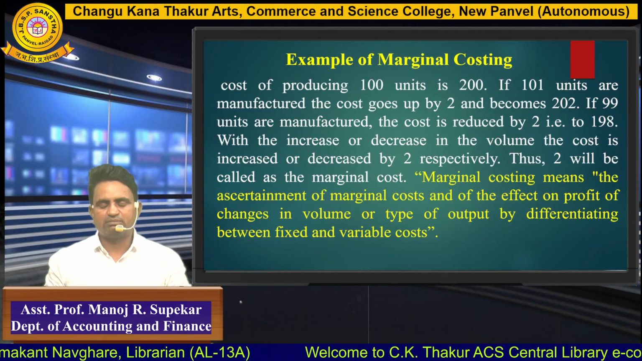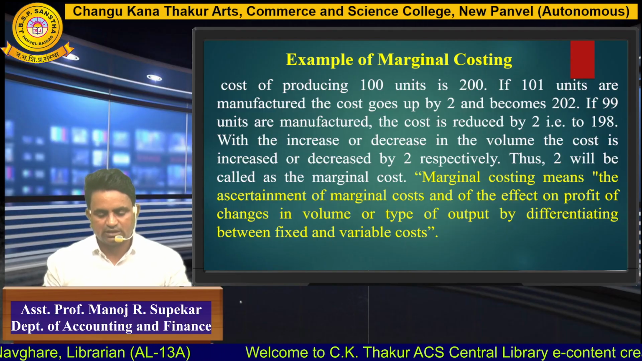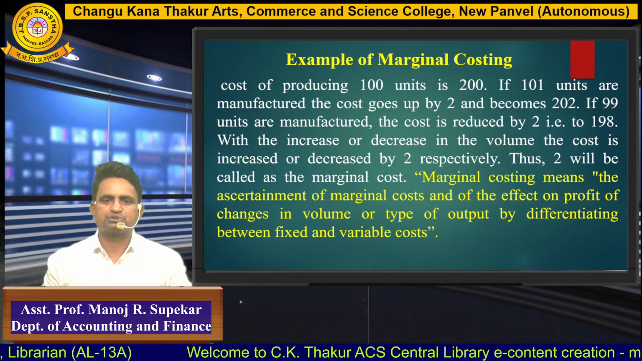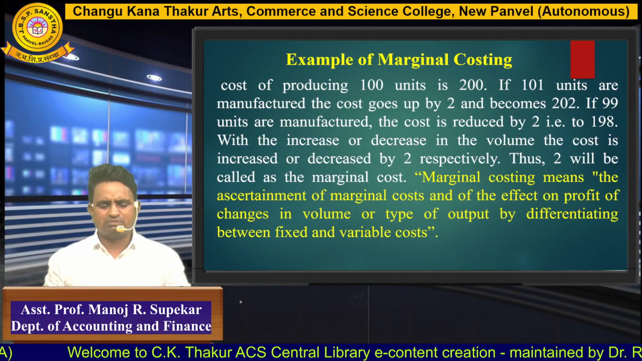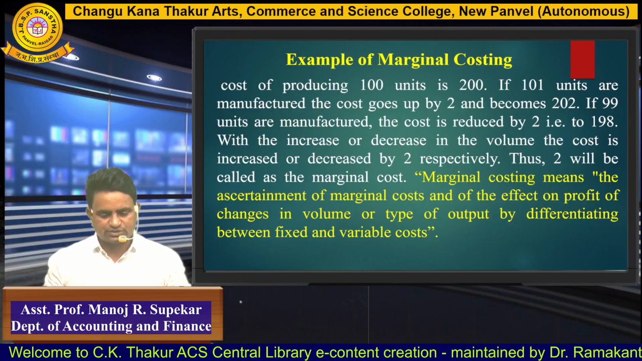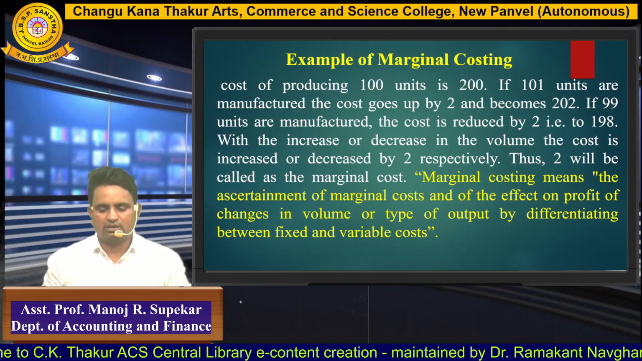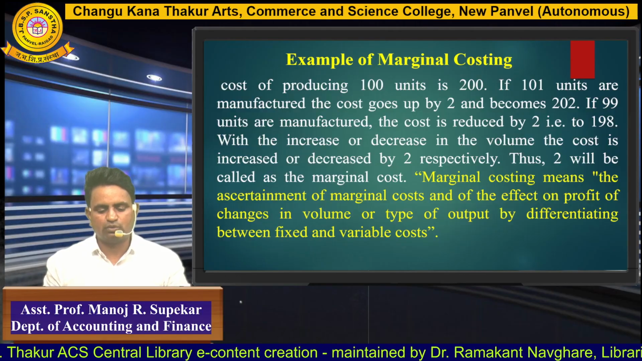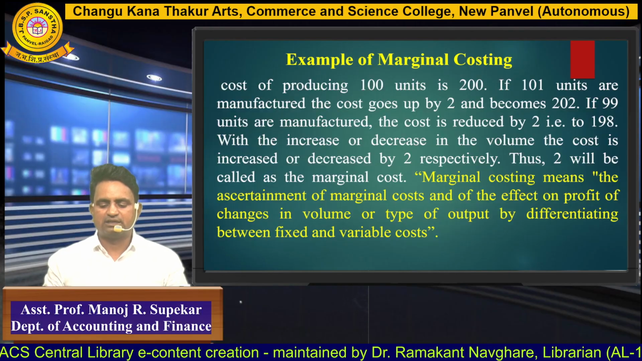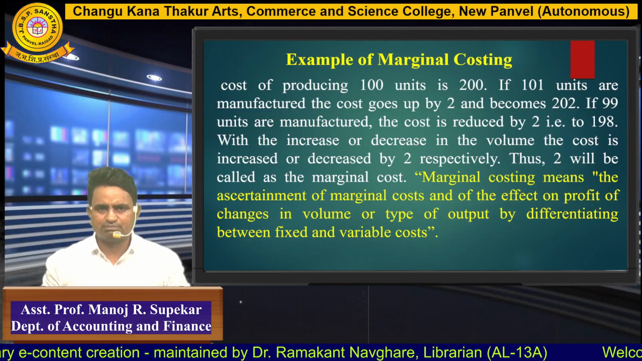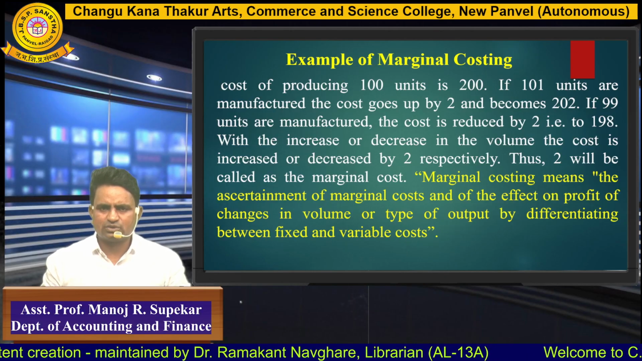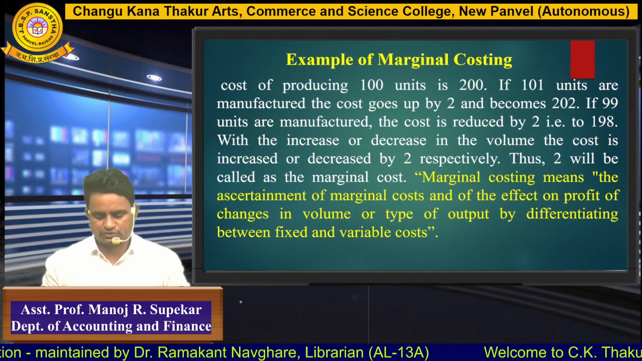In a simple manner, marginal costing means nothing but the cost of the last product which is manufactured by the manufacturing organization. So marginal costing means the ascertainment of marginal cost and of the effect on profit of changes in volume or type of output by differentiating between fixed and variable cost. So it is a very simple cost, and marginal costing is a technique of costing.